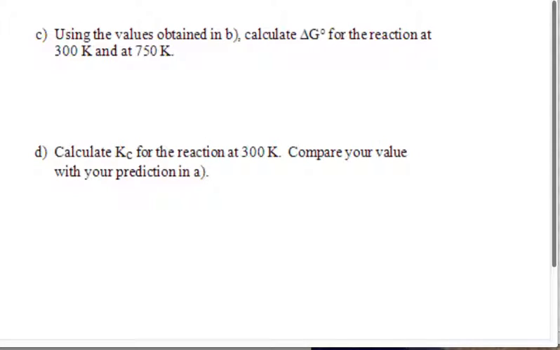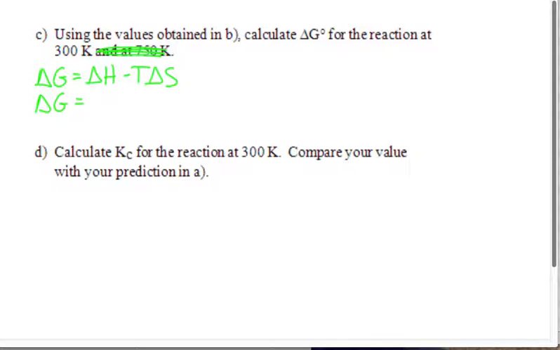Part C says, using the values obtained in B, calculate the delta G for 300 and 750. Well, I don't really see the point of calculating it for 750. Because we need to then use it to find K at 300, because that's the one we're trying to compare. So I'm going to adjust this problem and just say we don't need to find it at both temperatures. There's 0 point to that. So delta G is equal to, ghetto homies. So we're solving for delta G.